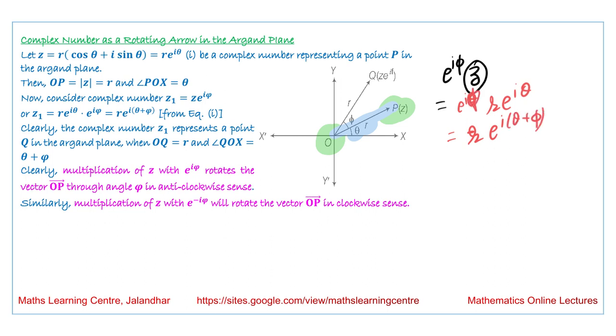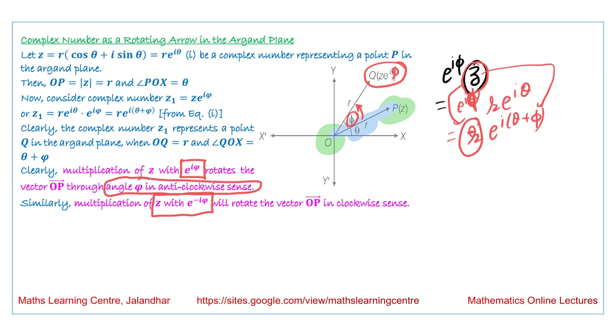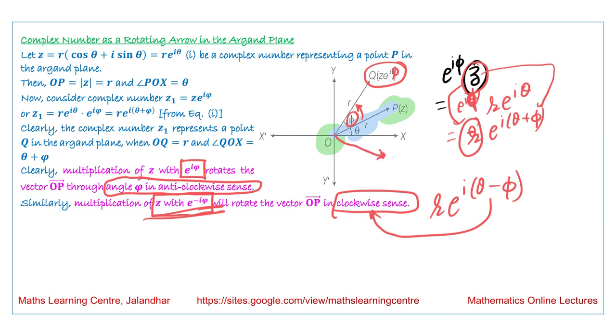This angle is phi. So the modulus, the radius vector, is the same, and the vector has rotated by an angle of phi in the anti-clockwise direction. This is Z e raised to the power iota phi. So if we multiply Z with e raised to the power iota phi, it rotates it by an angle of phi in the anti-clockwise sense. If we multiply it with e raised to the minus iota phi, the result will be R e raised to the iota theta minus phi. So this rotates it in the clockwise sense. We will have this number Z e raised to the minus iota phi, and this vector will be rotated by an angle of phi in the clockwise sense.